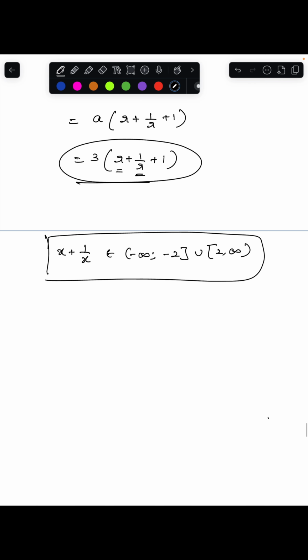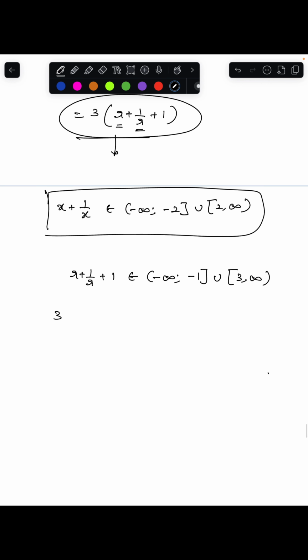So here I can do the same thing. But here they're asking for 3 into (r plus 1 by r plus 1). So r plus 1 by r is like this. So r plus 1 by r plus 1 means minus infinity to minus 1 union 3 to infinity. We add 1 here and you have to multiply with 3. So if I multiply with 3, I will get minus infinity to minus 3 union 9 to infinity. So I can write this one as R minus (minus 3, 9).